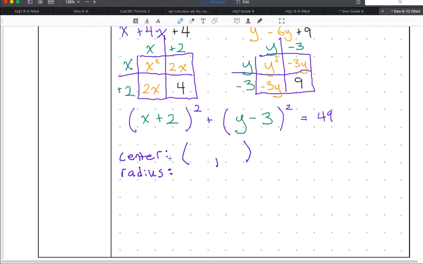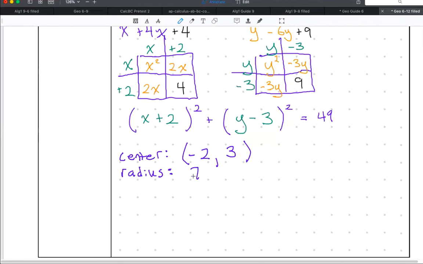Josie, I haven't heard from you yet. Can you tell me what the center of my circle is going to be? Is it going to be -2 and 3? Yep, -2 and 3. Perfect. And I'm not done yet. What about the radius? You got the center correct. What is the radius? 7. Done. Yeah, radius is 7. You took the square root of 49, you got 7. Yeah, thank you, Josie.